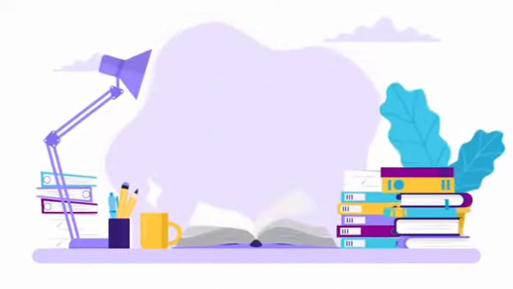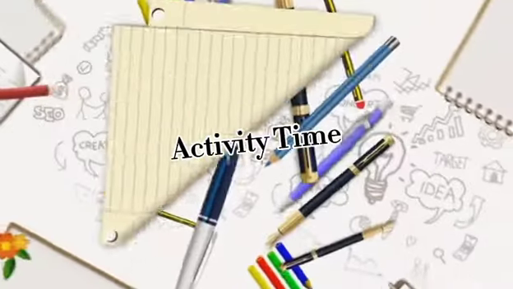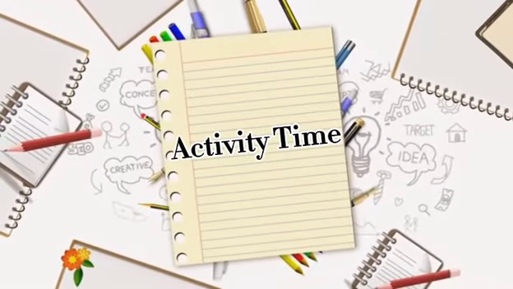Now, let's have a short activity. Using the picture shown on your screen, I want you to write the name of each picture and clip the words. Write the type of the word that has been clipped.